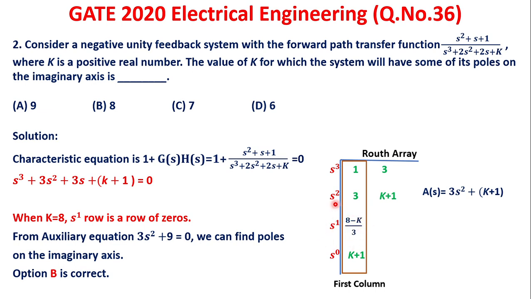Therefore, we have to form the auxiliary polynomial from this. So 3s square plus K plus 1, that is actually 3s square plus 9 equal to 0. Of course, we can find this: s square equal to minus 9 by 3, s is equal to plus or minus j root 3. But the question is not finding the roots on the imaginary axis. For what value of K did we get that? When K equal to 8. So K equal to 8 is the correct answer. So option B is correct.